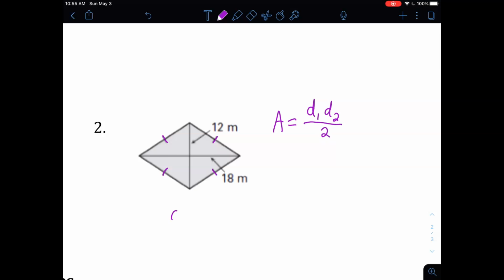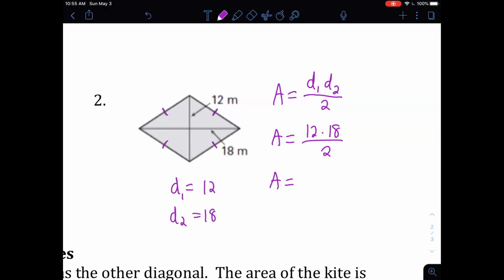So diagonal 1 equals 12. Diagonal 2 equals 18. So we're just going to plug it in. Diagonal 1 was 12 times diagonal 2, which is 18, all over 2. So that's going to be 12 times 18 is 216, all over 2. And area is going to equal 108 meters squared.